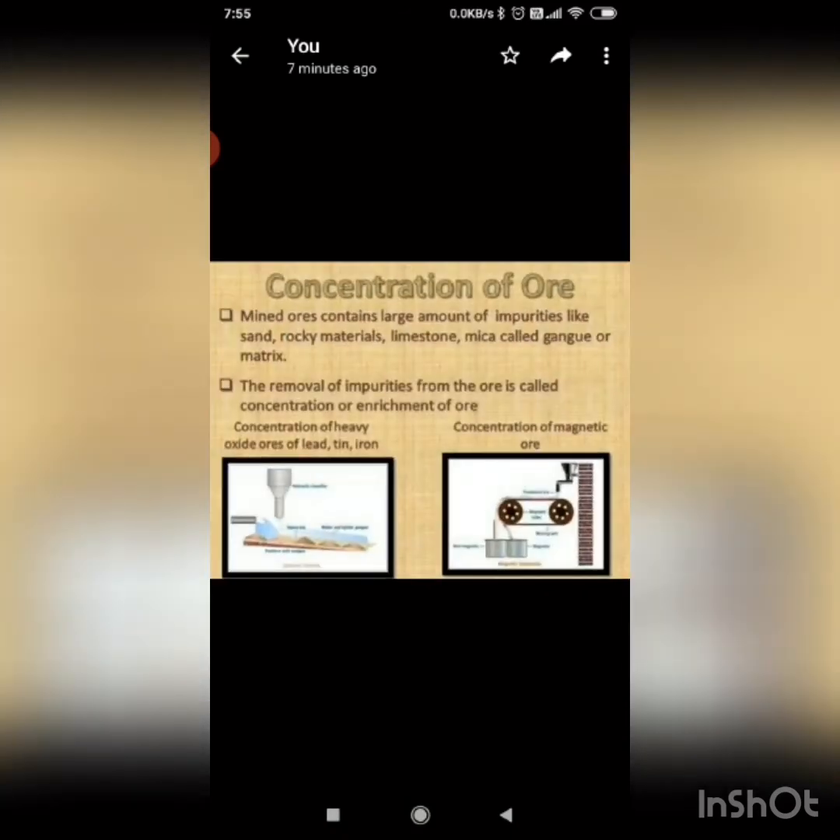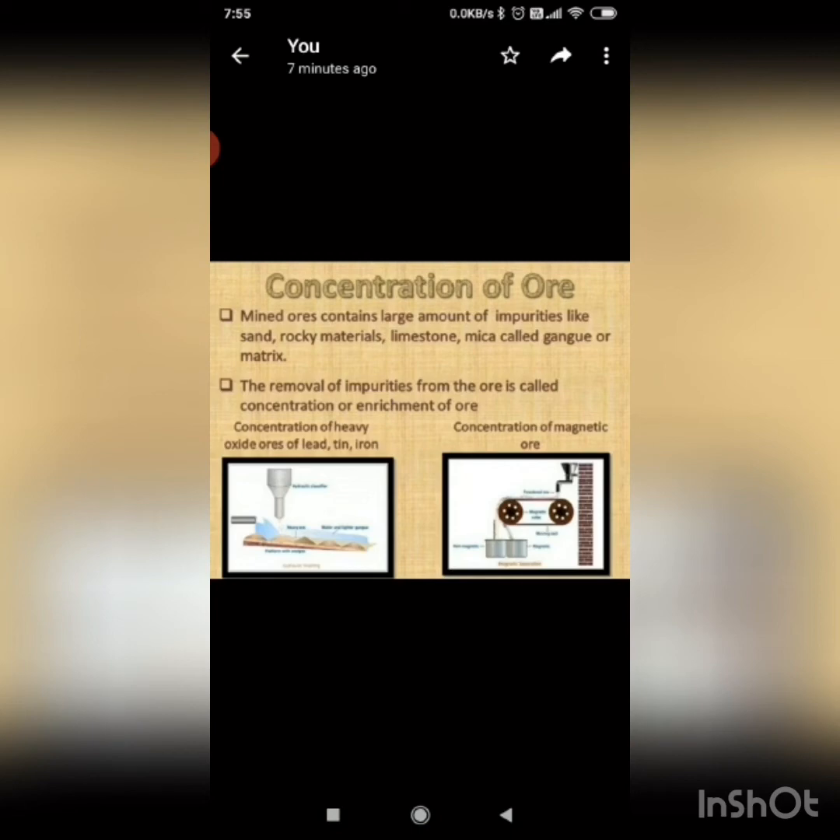So let's start with the concentration of ore. Removal of impurities such as soil, sand, stone, silicate, etc. from mined ore is known as concentration of ores. Ores which are mined often contain many impurities. These impurities are called gangue. First of all, concentration is done to remove impurities from ores. The concentration of ore is also known as enrichment of ores.